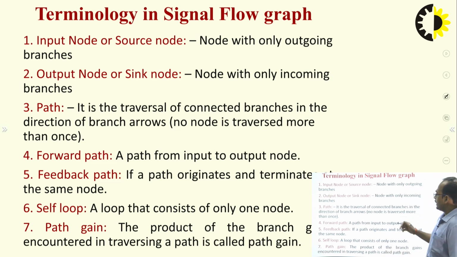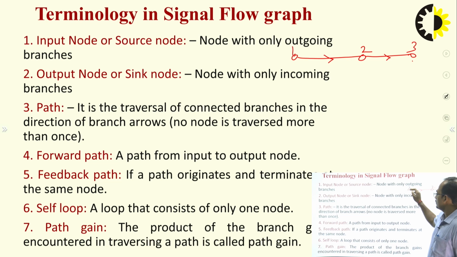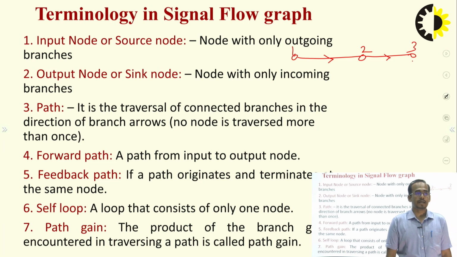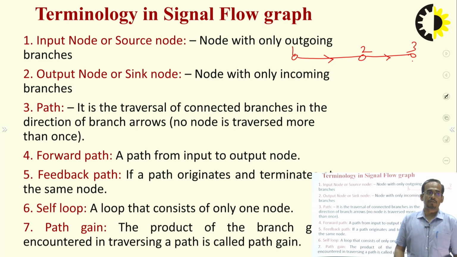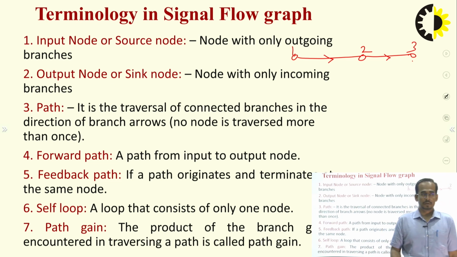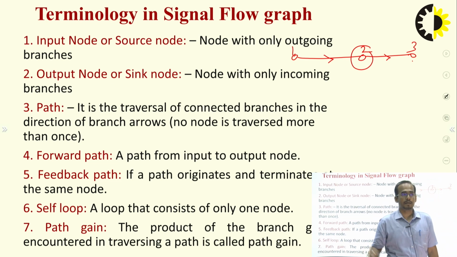So, what do I mean by path? Suppose this is node 1, this is node 2. The path traveling from node 1 to node 2 is this. Suppose there is a node 3, then this is the path from node 2 to node 3. I can't say that between node 1 and node 3 there is a direct path. So, no node is traversed more than once. If a node is traversed more than once, then it will become a loop. So, you can travel through a node only one time.